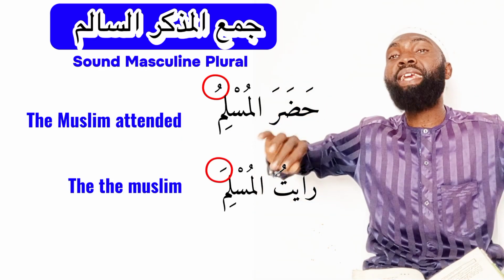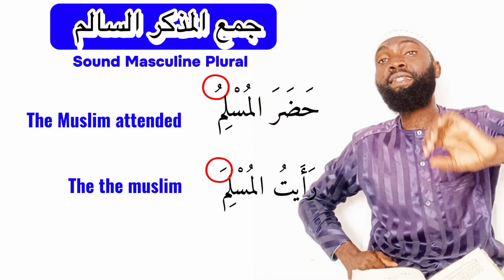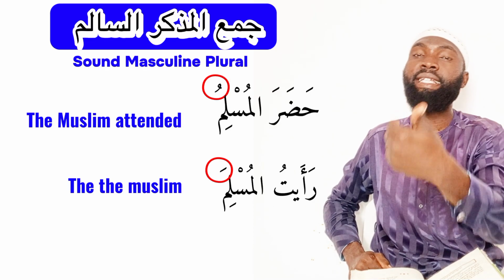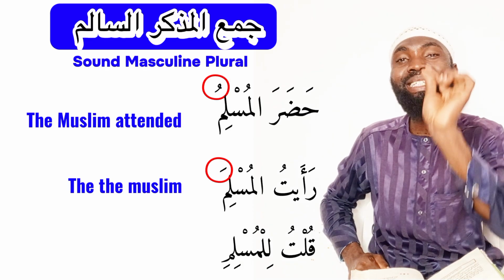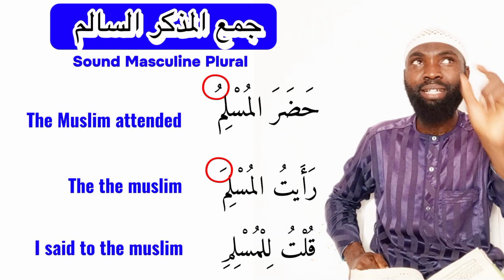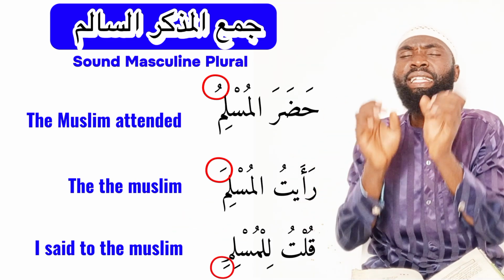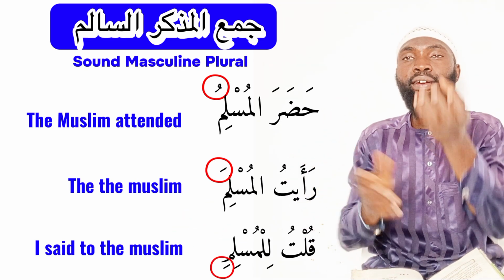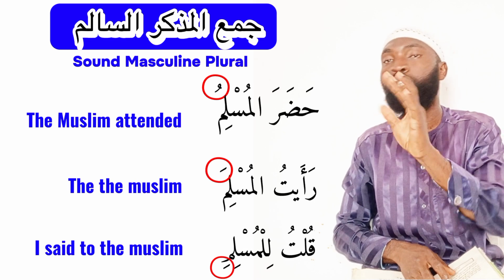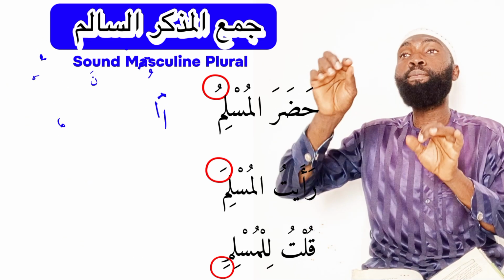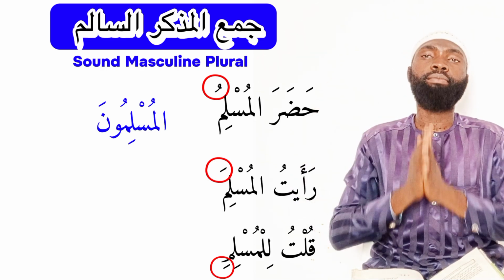And when it is appearing after a harf jarrin, a preposition, it will carry kisra, like when I say qultu lil muslimi, I said to the Muslim. Now the word al-muslim is carrying kisra. Now we want to look at the formation of the ending of the plural form of this word also. The plural form of the word al-muslimu will be al-muslimuna.